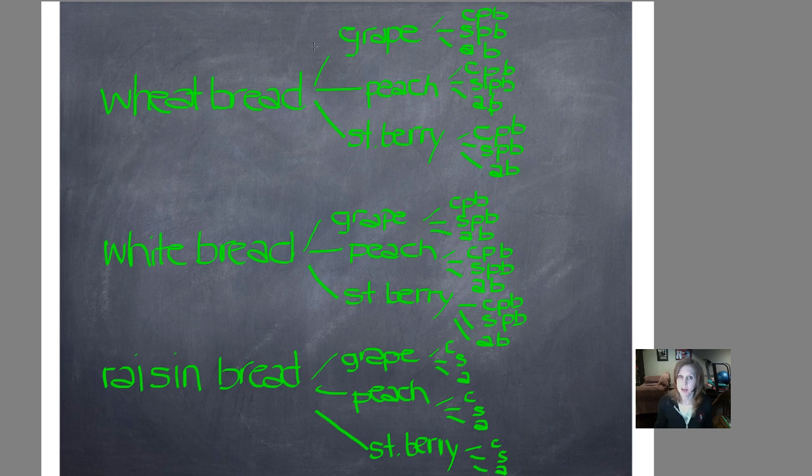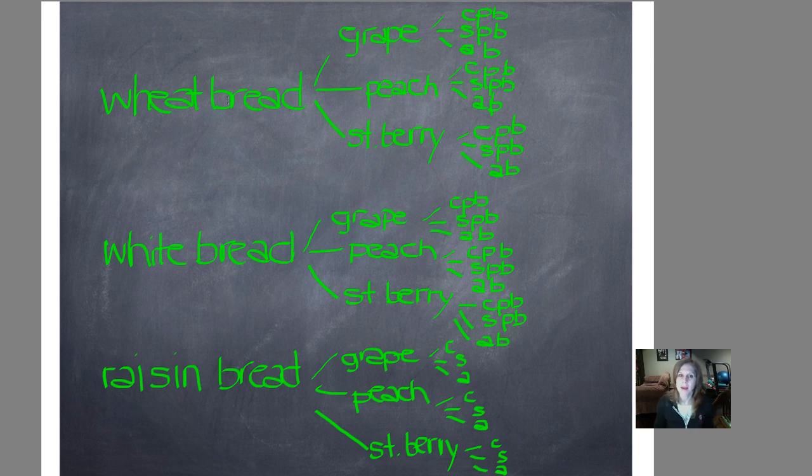Then I had 3 types of jelly, and I can serve you a wheat bread sandwich with grape jelly, or a wheat bread sandwich with peach, or a wheat bread sandwich with strawberry. I abbreviated the peanut butter because it would have taken me a long time to write out. So the C stands for chunky peanut butter, the S stands for smooth peanut butter, and the A stands for almond butter.